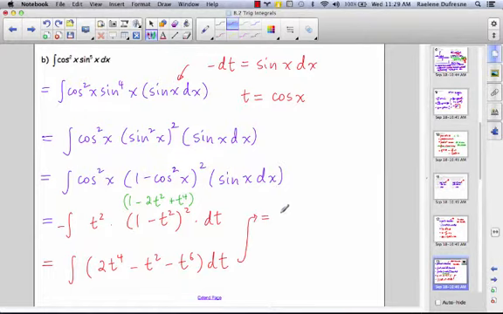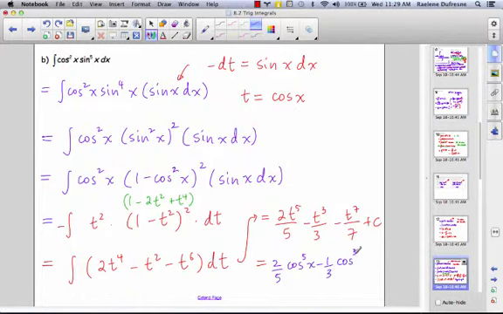And so we get 2t to the 5 over 5 minus t cubed over 3 minus t to the 7 over 7 plus c, which back substitutes or expresses in terms of cosine as 2/5 cosine to the 5x minus 1/3 cosine cubed x minus 1/7 cosine to the 7x plus a constant. And if we took this final blue function and took its derivative, we will get cosine squared x sine to the 5x.